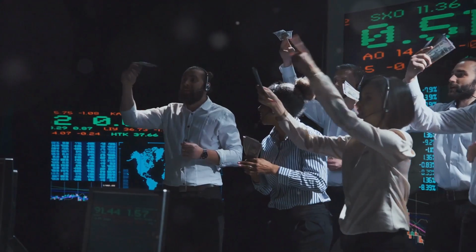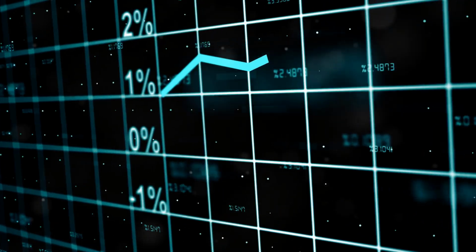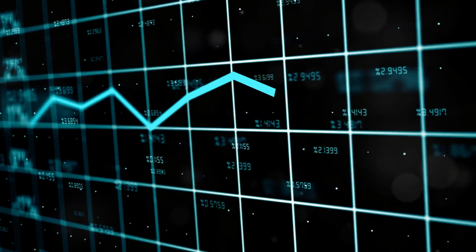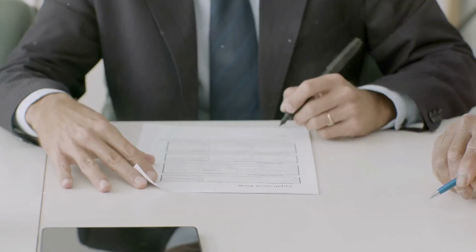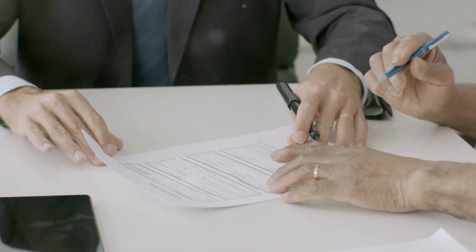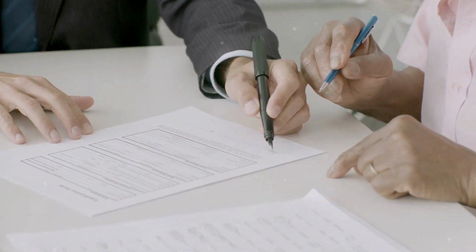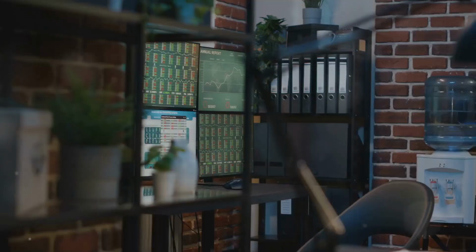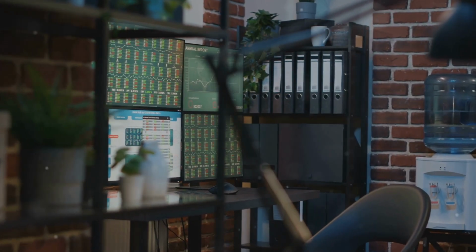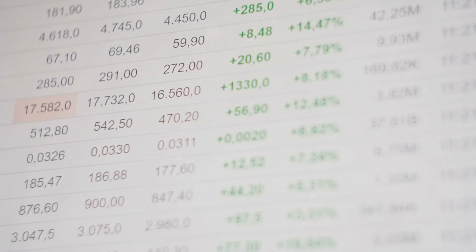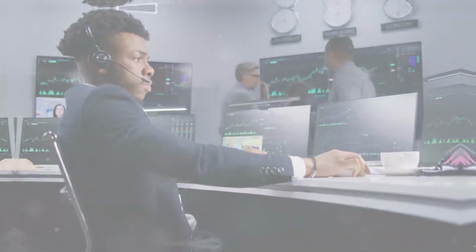Here's a basic example of trading futures. Let's say you expect the price of crude oil to rise from $70 to $80 per barrel. You could buy a futures contract for 1,000 barrels at $70 per barrel. If the price rises to $80, you can sell the contract for a $10,000 profit, which is $10 times 1,000 barrels.